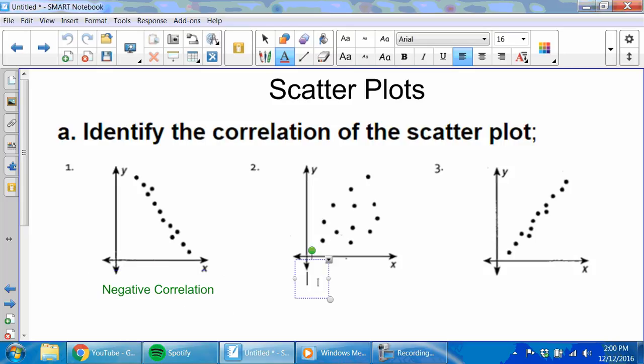If all of the dots are kind of scattered, like a scatter plot, we say this has no correlation because the dots are kind of all over the place. This last one here, since they are all going up to the right or increasing, we would call this a positive correlation.